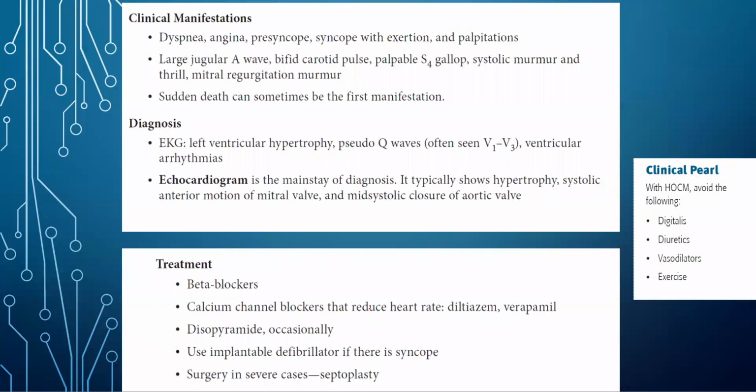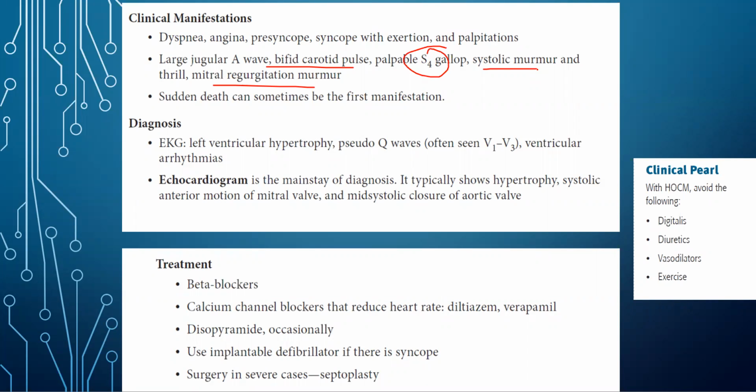The features will be the same as heart failure features. So the patient will come to you with dyspnea, sometimes chest pain, pre-syncope, syncope. You can also get an S4 gallop rhythm. You can get a bifid carotid pulse. In this patient, you can get a systolic murmur as well as a mitral regurgitation murmur. The systolic murmur you get in HOCM is the same as the aortic stenosis murmur, which is your ejection systolic murmur. So ejection systolic murmur is the main murmur for HOCM also.